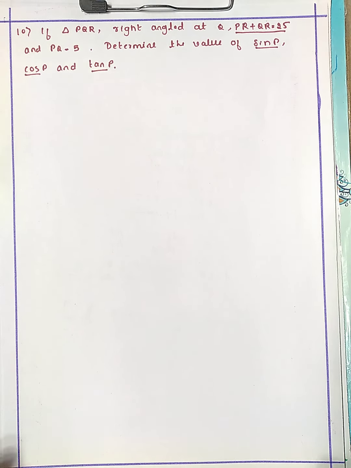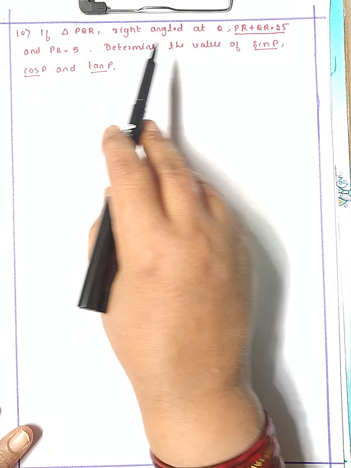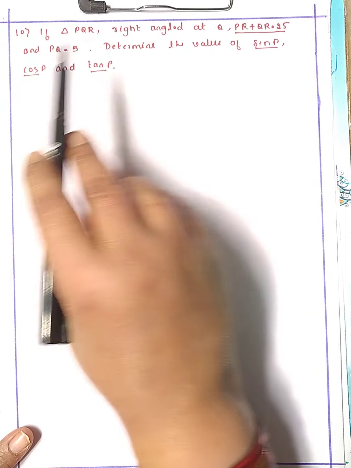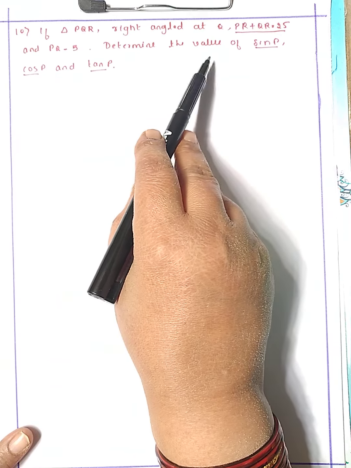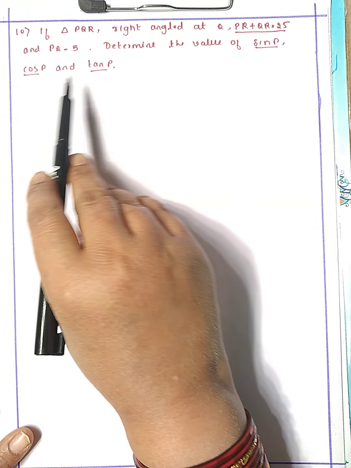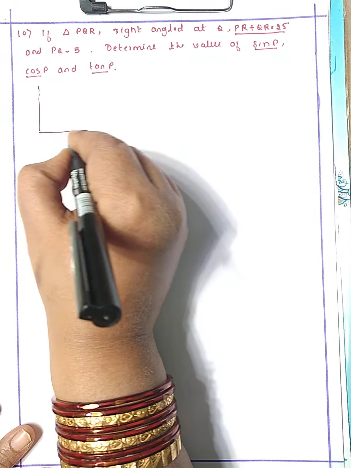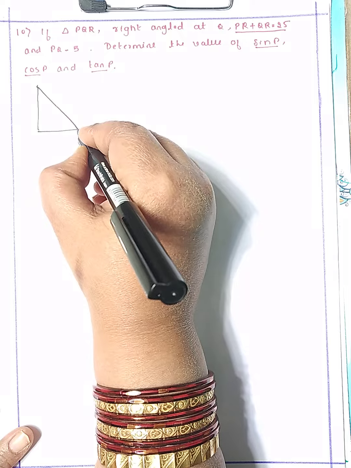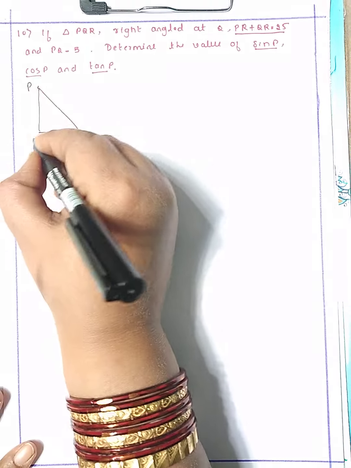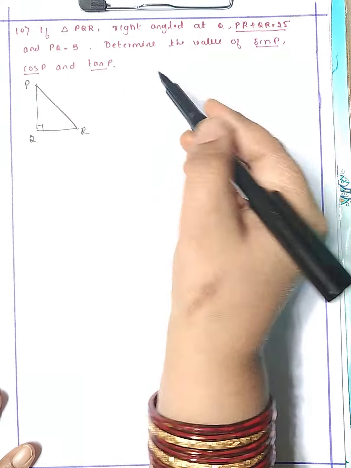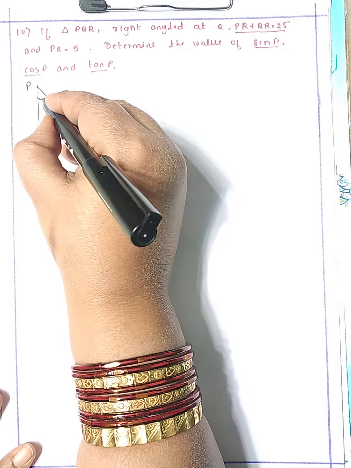Now the last question is the 10th question, that is, in triangle PQR, right angled at Q, PR plus QR equal to 25 and PQ equal to 5. Determine the value of sin P, cos P and tan P. Here also again draw the triangle right angled at Q, P, Q, R. This is the right angle. You have to find out the ratios for angle P.